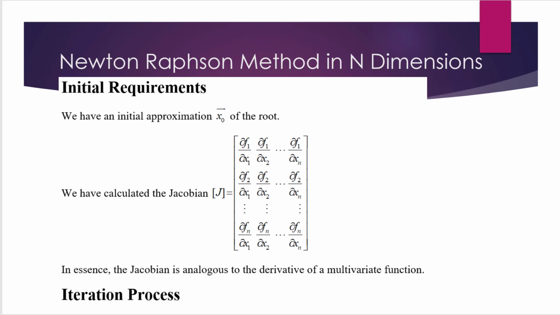The initial requirements: we always start from a single initial guess. So we have an initial approximation vector x0 of the root, and we have calculated the Jacobian. The Jacobian is shown in this matrix. In essence, the Jacobian is analogous to the derivative of the multivariate function.